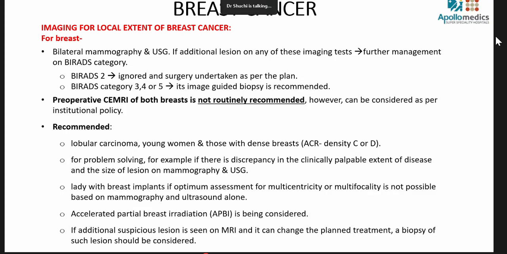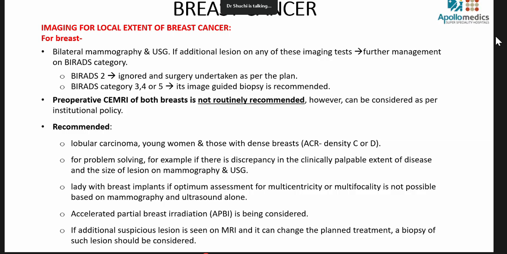Now coming to breast cancer. What do you do for the imaging of breast cancer? First of all, when it is coming to you for the first time, that is the local extent of a first-time known breast cancer, what you're supposed to do is bilateral mammography and ultrasound for additional lesions, then further management depending upon the BI-RADS, not for the primary, but the additional BI-RADS, to ignore or take the surgery as per plan. If it is 3, 4, 5, then do image-guided biopsy for those lesions also.